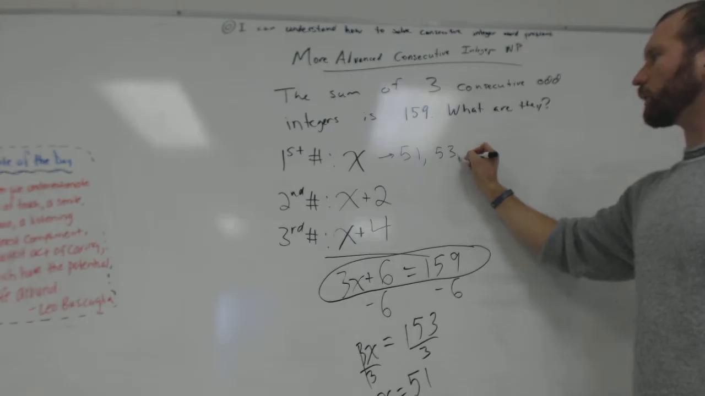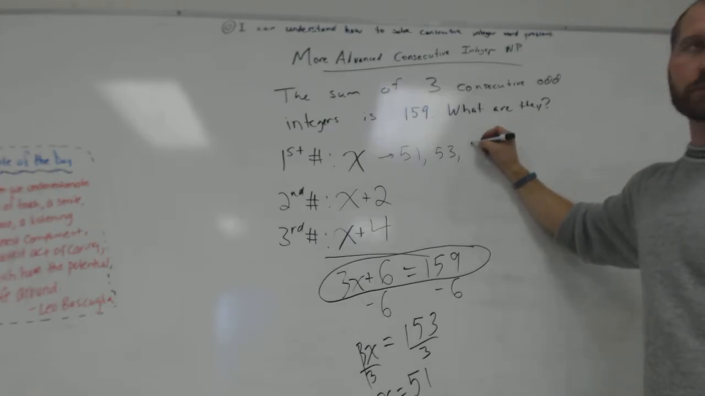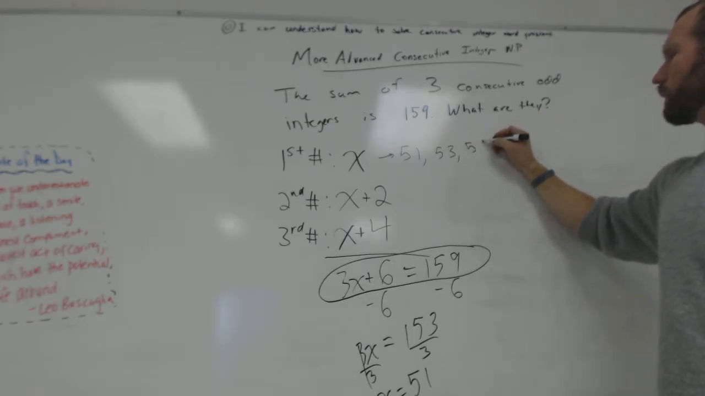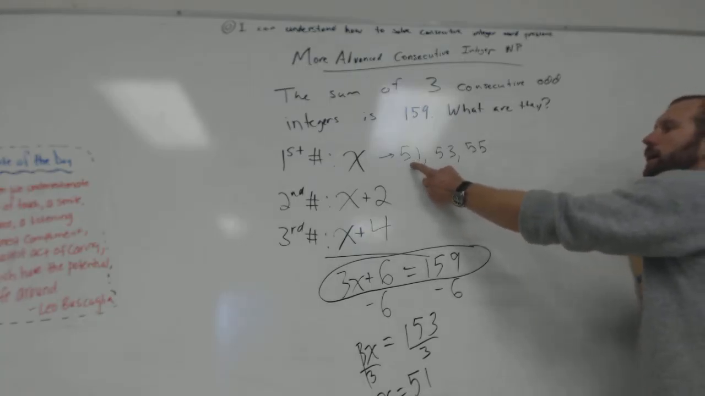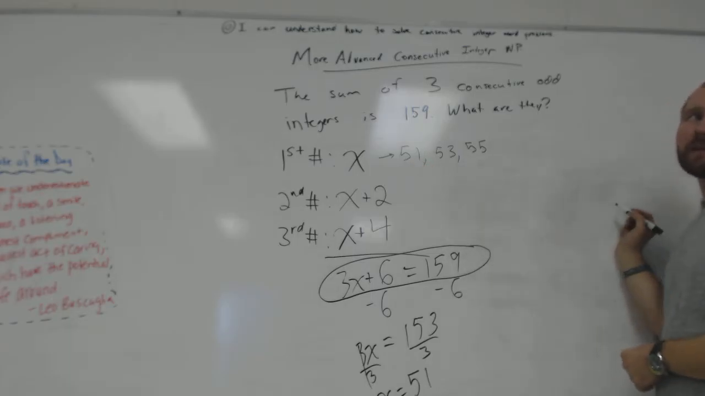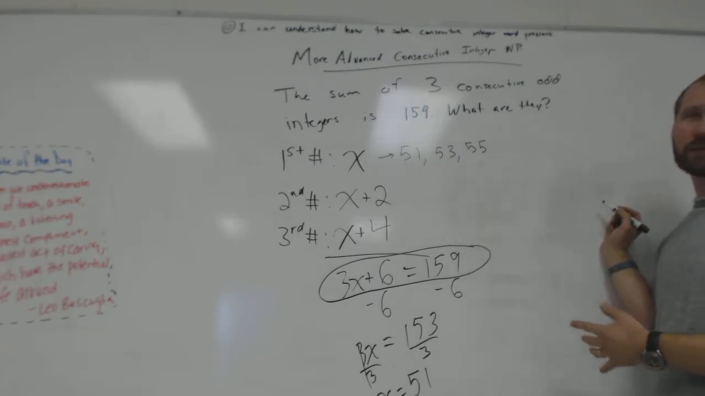53. And what's the next one? 57. It adds up. Close. 55. That wasn't close. So yeah, you weren't within a tenth, but you were within a couple of numbers.